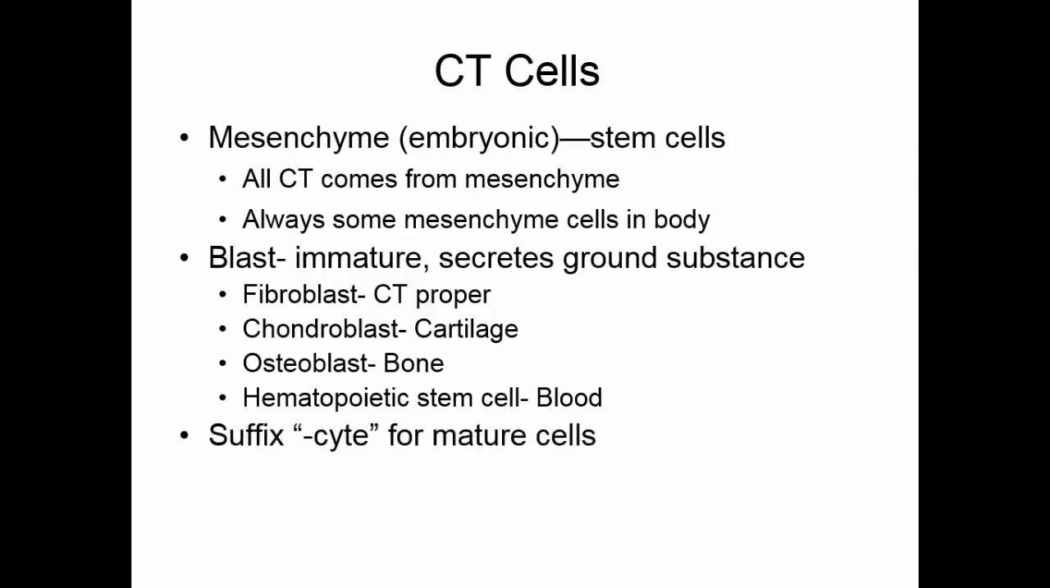The suffix "cyte" is used for mature cells, so you can have a fibrocyte or a chondrocyte or an osteocyte. These mature cells help maintain the matrix. Once it's been formed, they help maintain it. Various cyte cells can revert back to blast forms if the matrix is injured and we need to replace it.